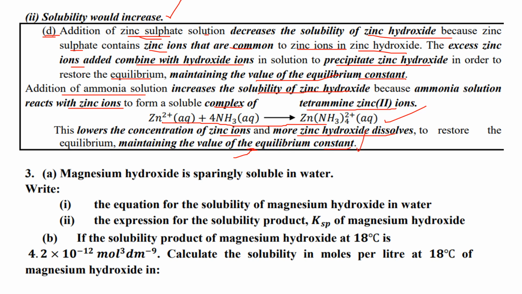Number 3 here is saying magnesium hydroxide is a sparingly soluble salt in water. So number 1, we are going to write the equation for the solubility of magnesium hydroxide in water, which is always the first requirement. After writing the equation, we'll write the expression for determining the solubility product of magnesium hydroxide. And then after that, if the solubility product of magnesium hydroxide at 18 degrees Celsius is 4.2 exponential negative 12, we are supposed to calculate the solubility in moles per liter of magnesium hydroxide at 18 degrees Celsius.